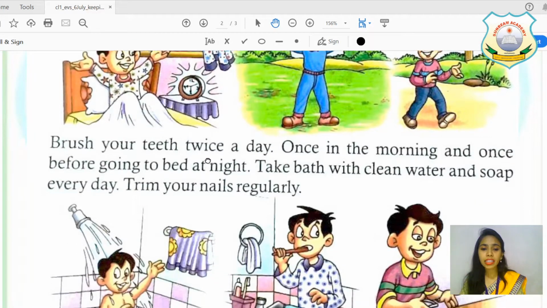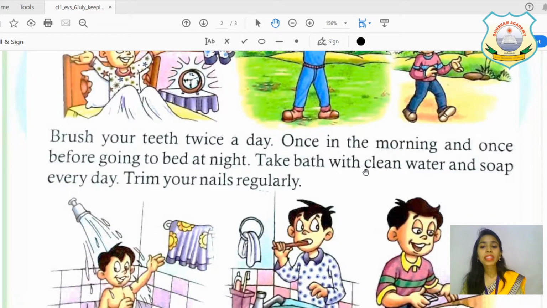Okay, now the next point is take bath with clean water and soap every day. Yes, you need to take bath every day with water and apply soap on the body. After taking proper bath, after rinsing your body, you should pat it dry with the towel. And then after that, you should wear clean clothes. Do not wear the same old cloth, beta. Because after taking bath, you must wear a clean cloth.